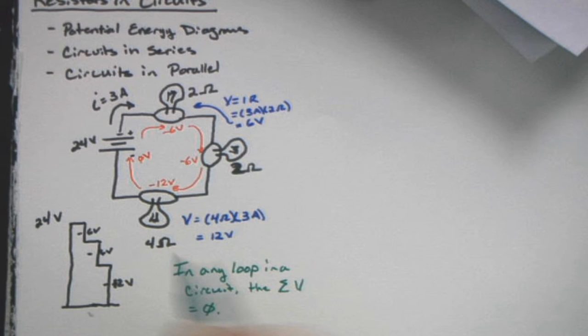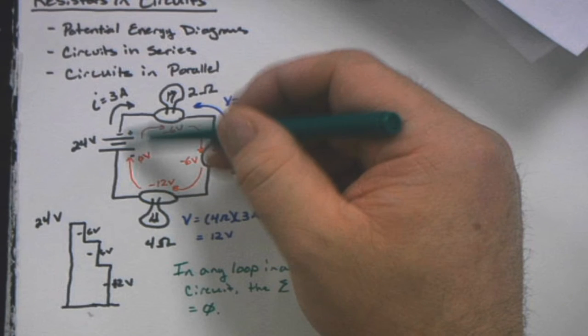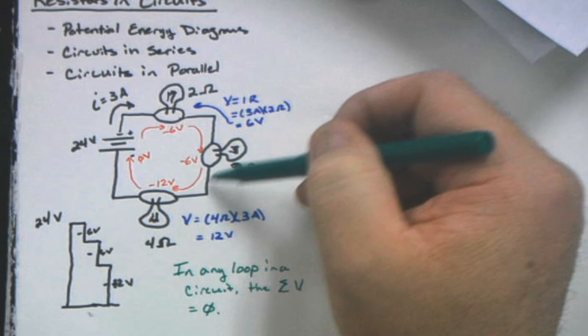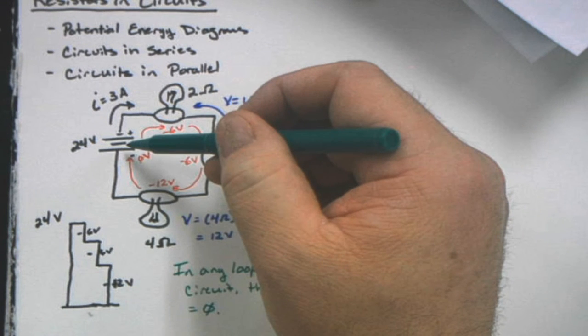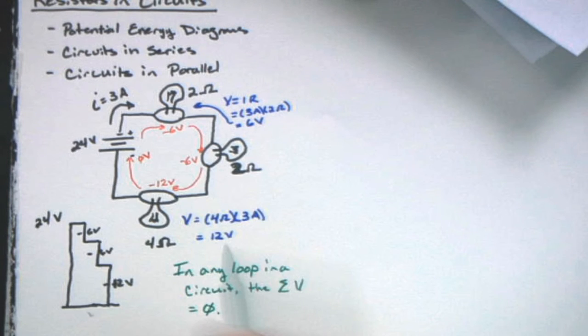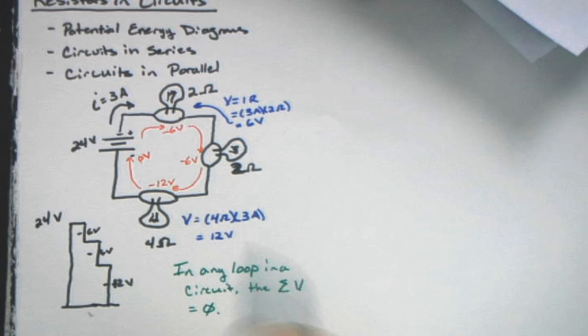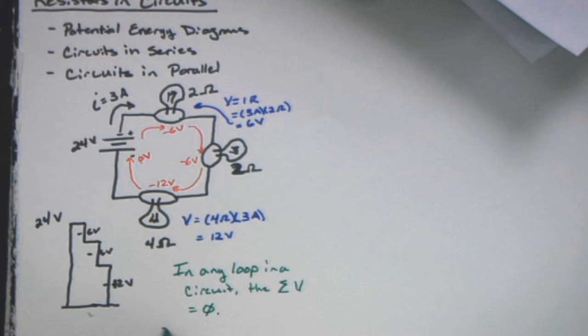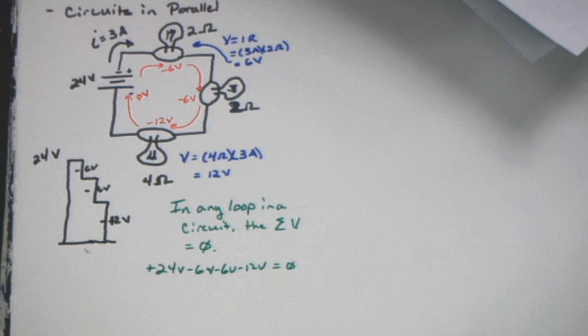Okay, so here's a plus 24, then a minus 6 and a minus 6 and a minus 12 back here to the battery again. And so that whole thing gives us a 0 when we add all of our voltages together. This would be 24 volts minus 6 volts minus 6 volts minus 12 volts is going to equal 0 for this particular circuit. Okay. This is called the loop rule.